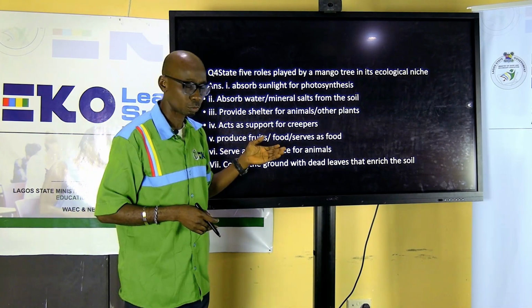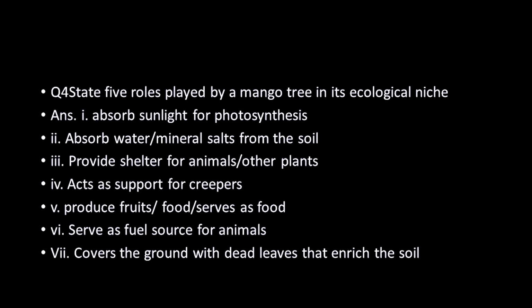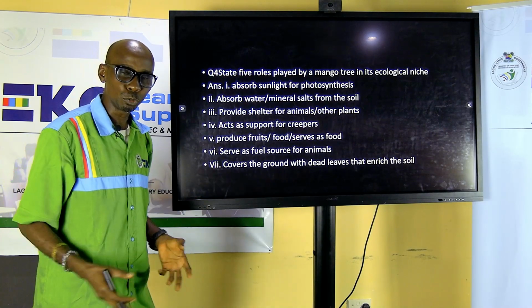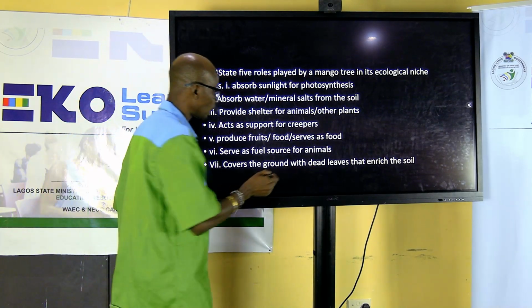Then it produces fruits. The fruit serves as food to some organisms. Then it also serves as fuel. Those that collect firewood to cook, it serves as fuel. Then it covers the ground with dead leaves to improve the fertility of the soil.